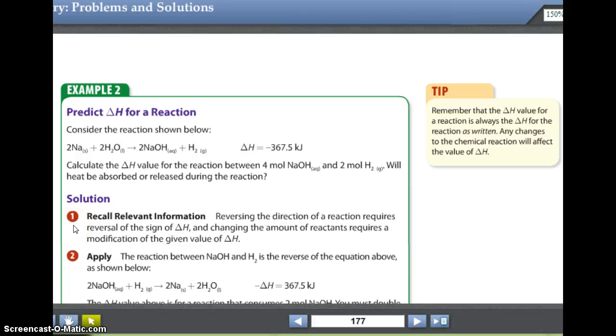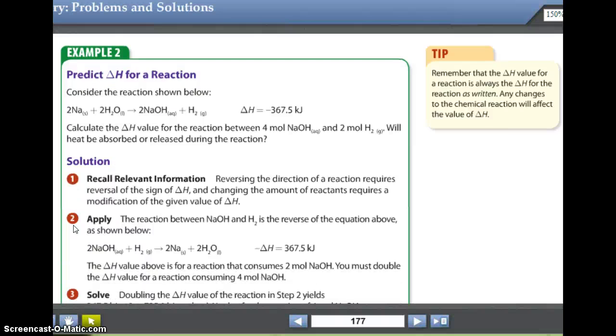Solution. Recall relevant information. Reversing the direction of a reaction requires reversal of the sign of the delta H, and changing the amount of reactants requires a modification of the given value of delta H. Apply. The reaction between NaOH and H2 is the reverse of the equation above, as shown below. So it's the exact same equation, but we reversed it. So what do we have to do to our delta H? Instead of it being negative, it needs to be positive.